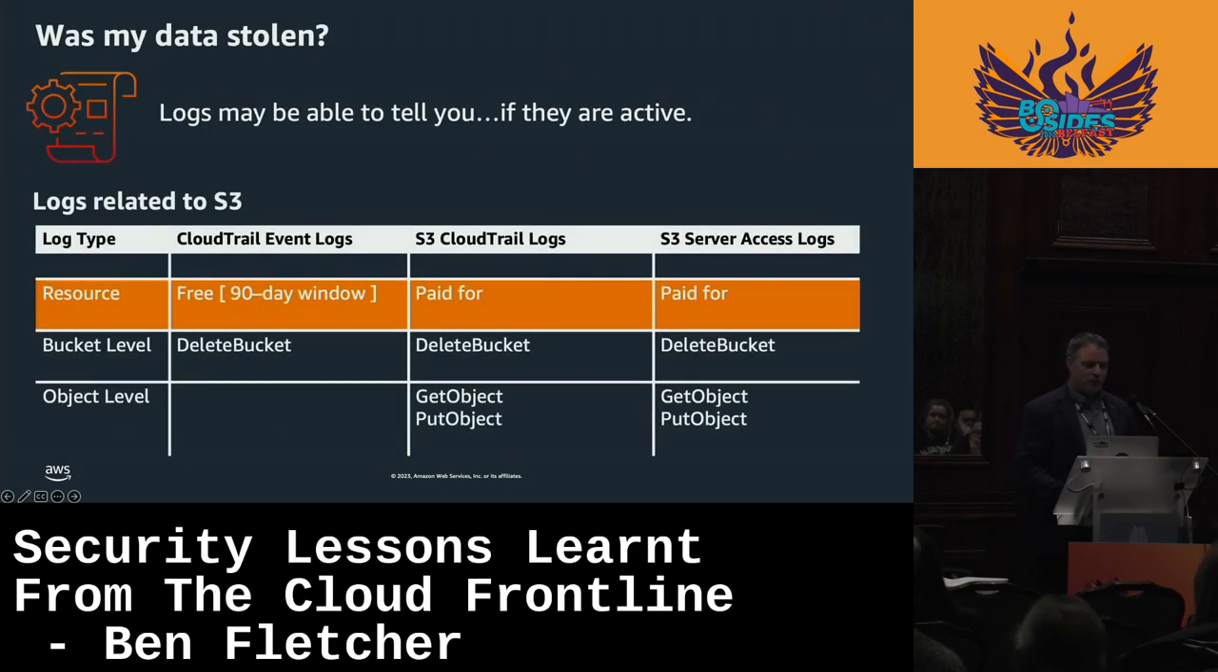One of the other questions we always get asked, and it's particularly relevant in the EMEA region, is: was my data stolen? Now, as I said, you get 90 days of event logs. They only tell you at a bucket level what's gone on: created bucket, delete bucket. If you want to know if objects have been put or get, and normally it's get, then you need to have enabled S3 CloudTrail logs. And if you're holding PII, those are the sort of questions you need to ask. What's your data? What's your critical data? And is it held there? One other thing I'd like to emphasize here.